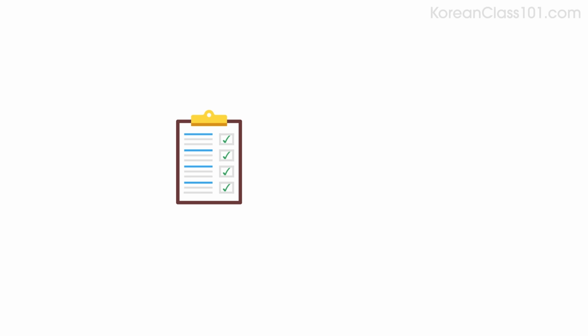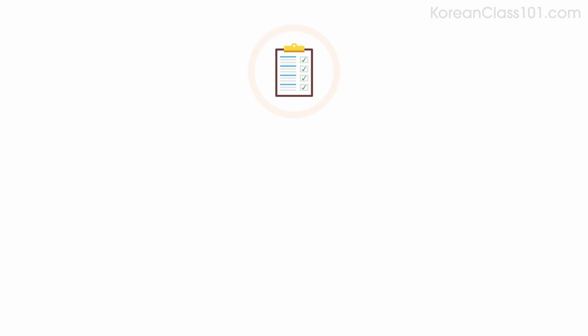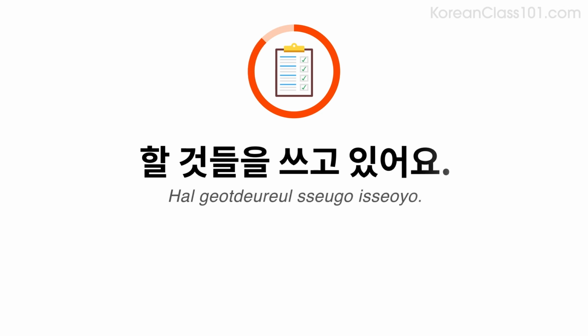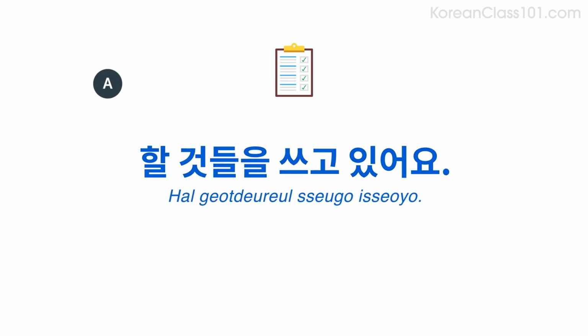Now, imagine you're writing a to-do list. Do you remember how to say a to-do list? 할 것들. Say, "I'm writing a to-do list." 할 것들을 쓰고 있어요. Now, answer the question saying you're writing a to-do list. 뭐 하고 있어요? 할 것들을 쓰고 있어요.